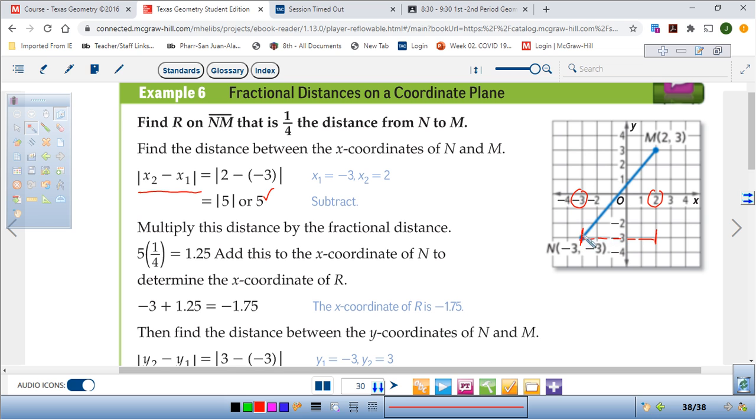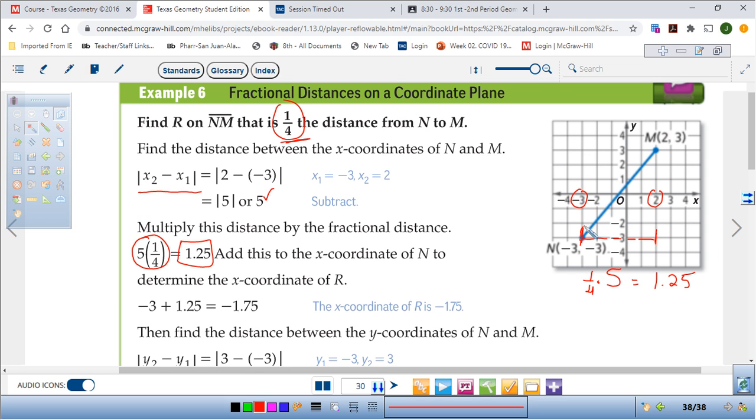Now, what distance are we going this way, guys? How far are we going this way? A total of 5. How much do they want you to go? 1/4. So from here to here, we're not going to go 5 units. We're going to go 1/4 of 5, which gives you 1.25. So from here to here, it's going to give us 1.25.